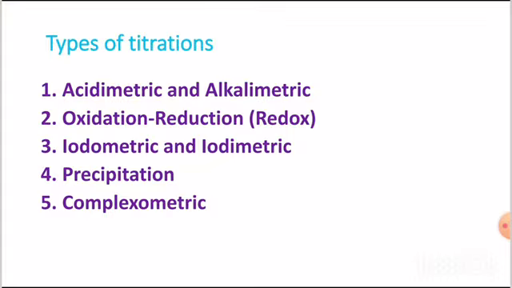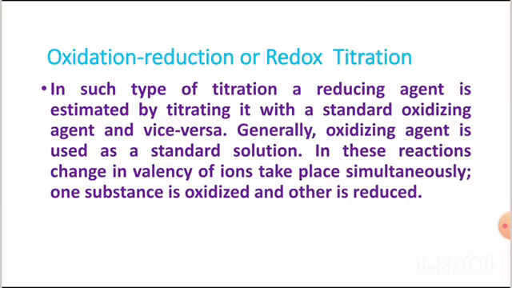Types of titrations: acidimetric and alkalimetric titration, oxidation reduction titration, iodometric and iodimetric titration, precipitation titration, and complexometric titration. Oxidation reduction or redox titration: in such type of titration, a reducing agent is estimated by titrating it with a standard oxidizing agent and vice versa. Generally, the oxidizing agent is used as a standard solution. In these reactions, change in valency of ions takes place simultaneously. One substance is oxidized and the other is reduced.